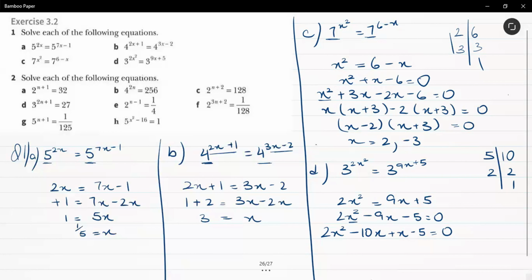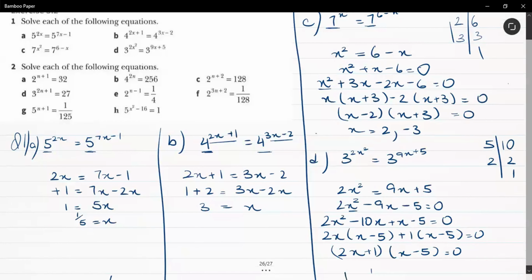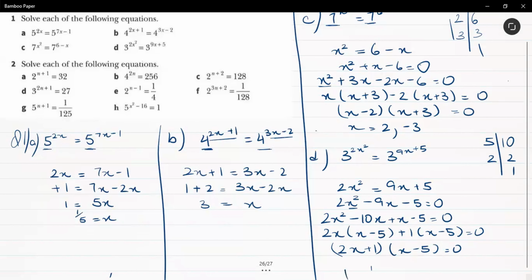And then this will be 2x as the common, x minus 5, plus 1 as the common, x minus 5, is equal to 0. So we have two factors: 2x plus 1 is equal to 0, and x minus 5 is equal to 0. And again, if you were to simplify this, you would get two values for x, which is x is equal to negative 1 over 2, or x is equal to positive 5. So that's it. This is it for question number 1, part D. In fact, the whole of question 1.